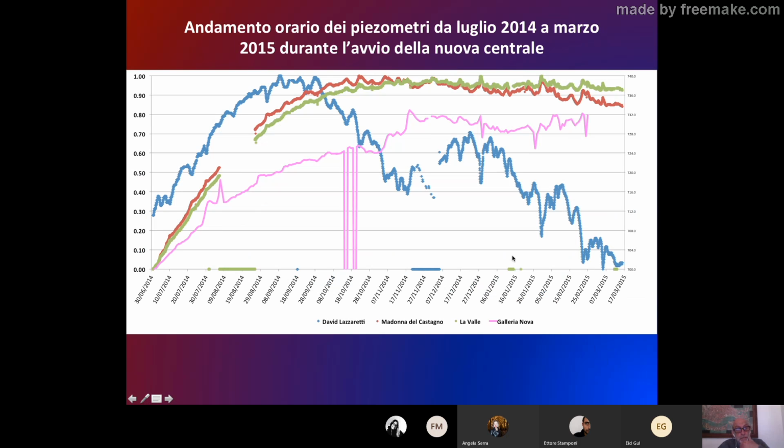Another effect: this is the level of a piezometer, and you can see the blue line. You can see the level of the water within the volcano is increasing until 2014, when they opened new geothermal power plants at Bagnore. And from that point on, you can see the water level is dropping down.